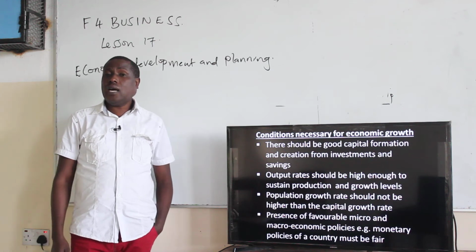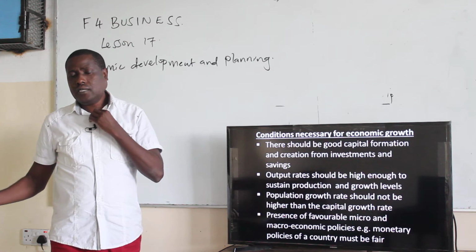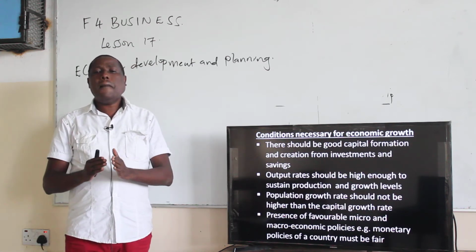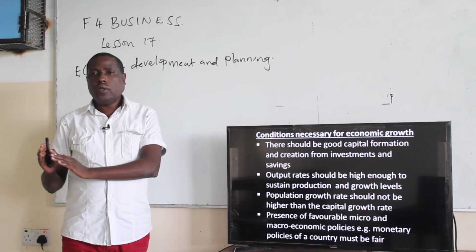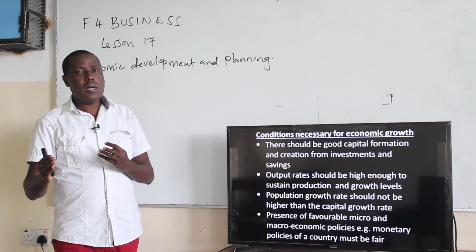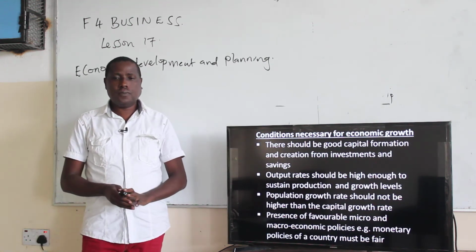We have talked about per capita income. So when population increases, it should not increase more than the capital growth rate. We should start small businesses, produce more at a faster rate than growth in population.